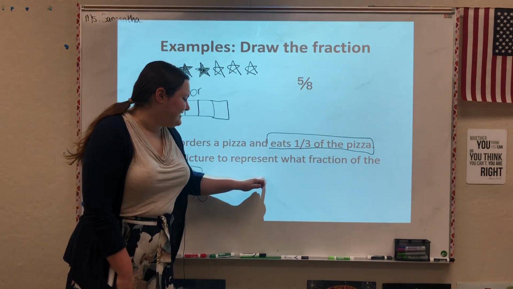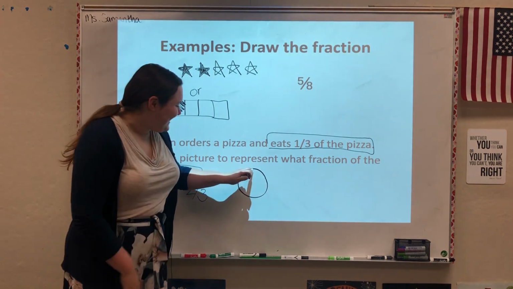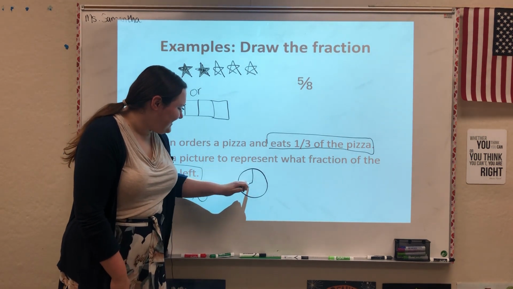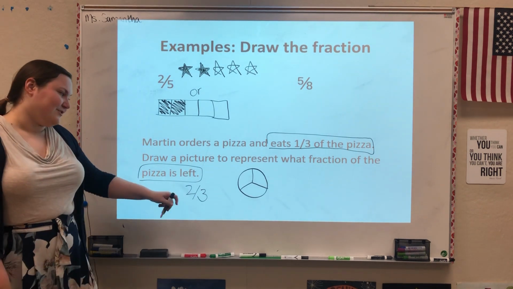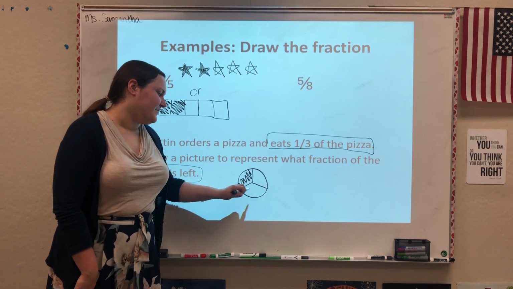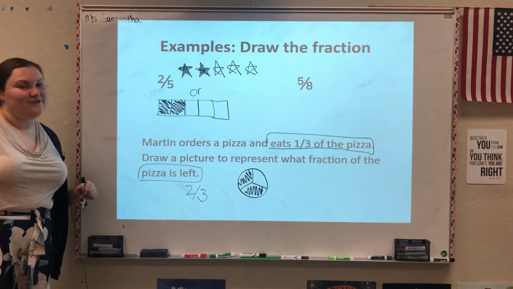Since we're talking about pizza, I would probably do my best to draw something that looks like a pizza. And 3 slices would look kind of like that, a little bit. So to draw 2/3, I would just want to color in 2 of the 3 parts. That one can be a little tricky if you're not reading carefully.